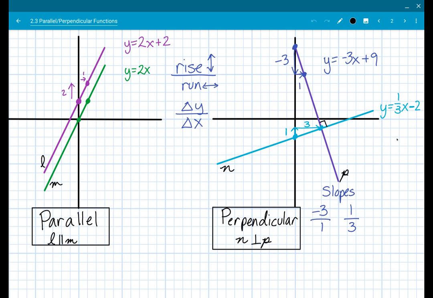You'll notice that the y-intercepts are totally different, and honestly, they don't really matter much except for going through any particular point. So if you're trying to create perpendicular lines that go through a particular point, then the y-intercept might matter. But if you're just trying to show that they're perpendicular, you're just going to look at the slopes.